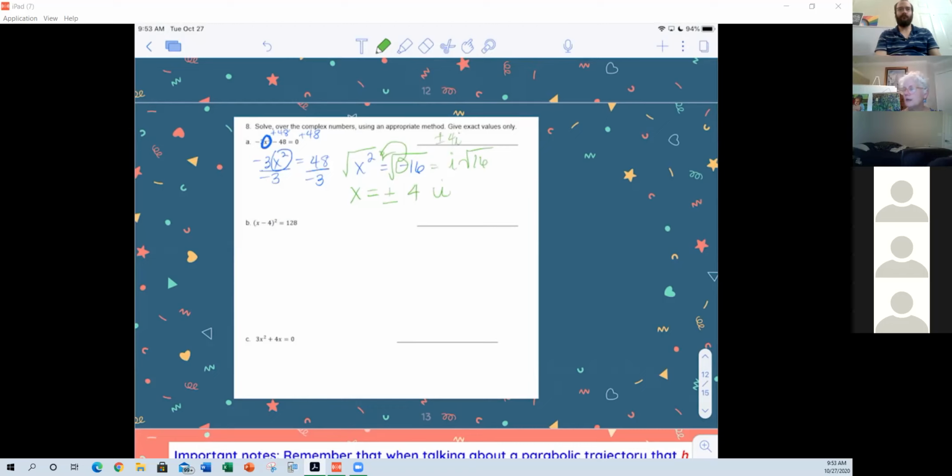Okay, on part B, we can also use the method of taking the square root of both sides. Because if we look at this, we have this quantity squared. So what is the first thing we're going to do in this problem? You take the square root. Take the square root of both sides, right? We've got the squared part all by itself. There's nothing that's being multiplied by it. There's nothing that's being added to it. We've got that parentheses squared. So we're going to go ahead and just take the square root of both sides.